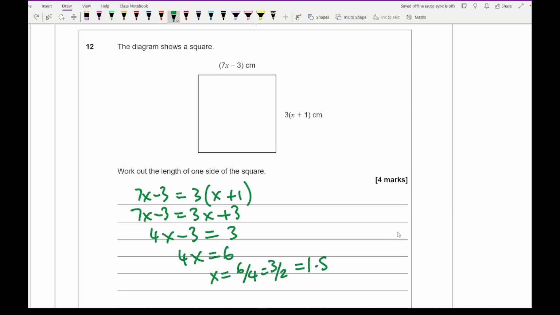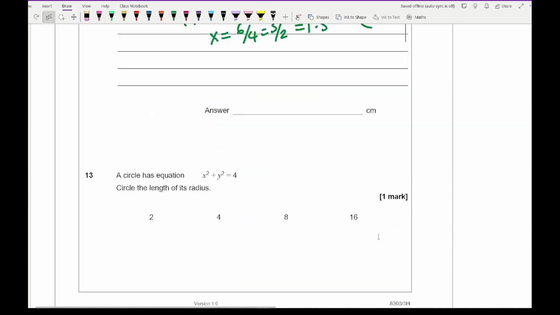Now the question is asking us to work out what one length is, so what I need to do now is substitute 1.5 into one of those sides. So if I just use, let's say, 7x minus 3, I get 7 times 1.5, take away 3, and if I reach for my calculator, 7 times 1.5 is 10.5, take away 3 gives me an answer of 7.5.